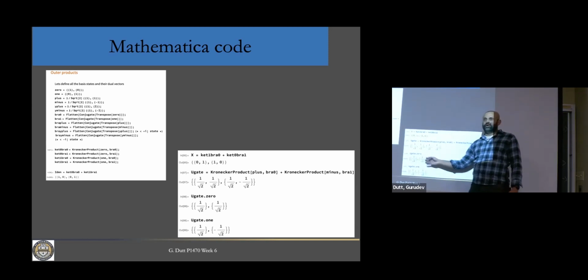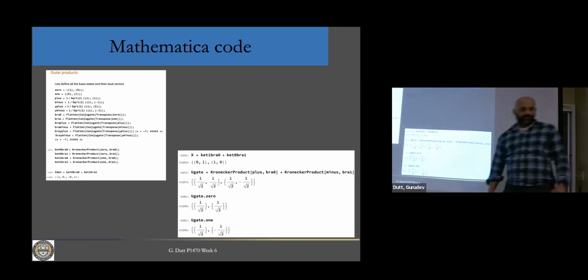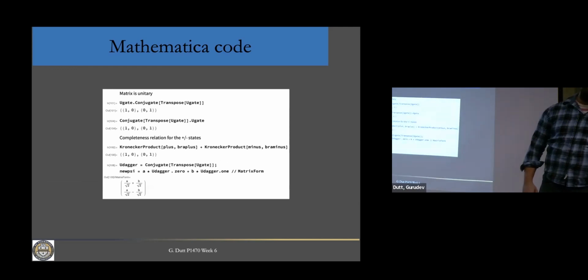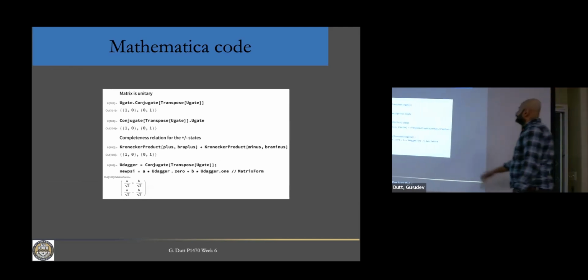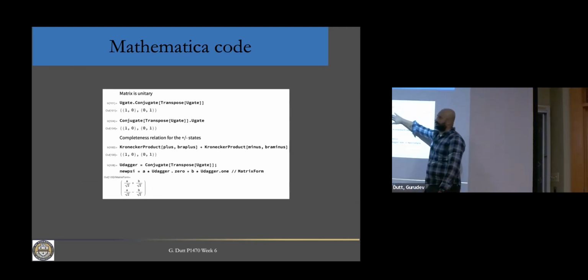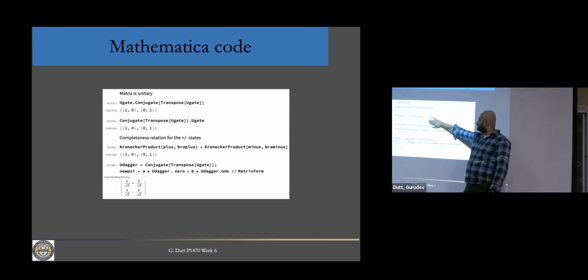Multiplying it by 0, I get 1 over root 2, 1 over root 2, 1 over root 2, minus 1 over root 2, as expected. And then finally, I'm checking for unitarity. So you just do the multiplication again, take the dagger and multiply them out, and you get the identity matrix as expected. And then ignore this for a minute.